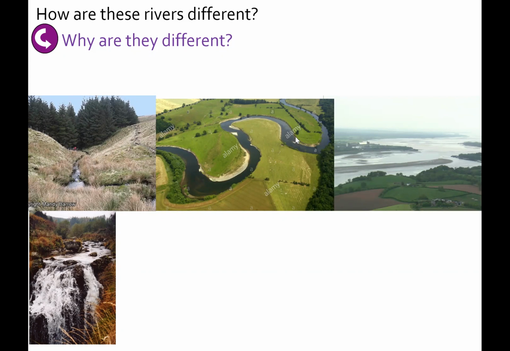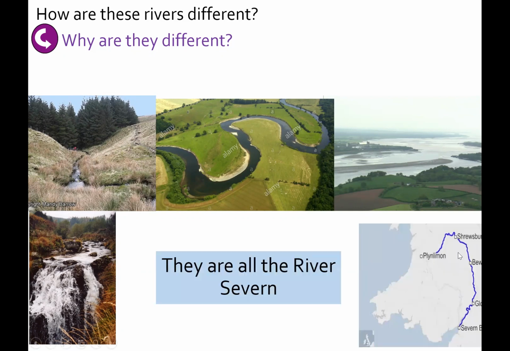However, they are all the same river. They are all the River Severn. It's just that they are located in different parts of the river. So these ones here in the upper course would be up here, near where the river starts. This one in the middle course is likely to be somewhere through here. And your final one in the lower course is here, where it meets the sea.